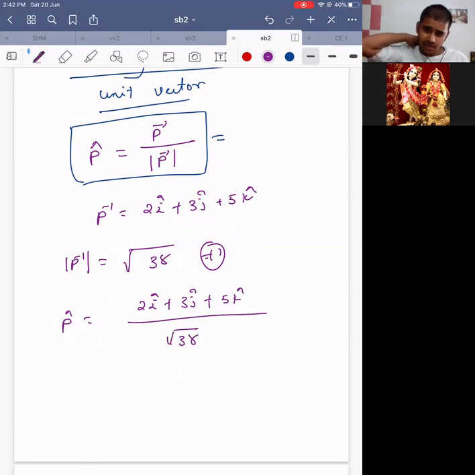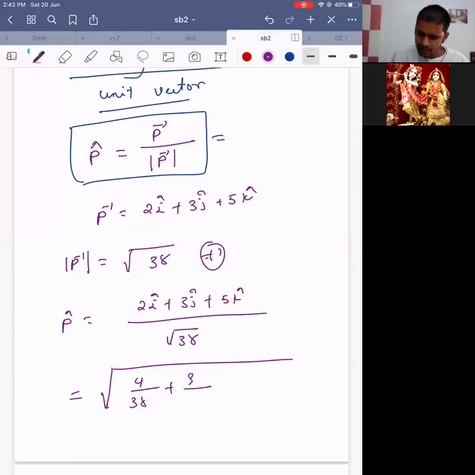If you want to verify, just calculate the magnitude here. 4 by 38 plus 9 over 38 plus 25 over 38. 38 upon 38 will be 1. The magnitude will be 1. Okay. This is the procedure.